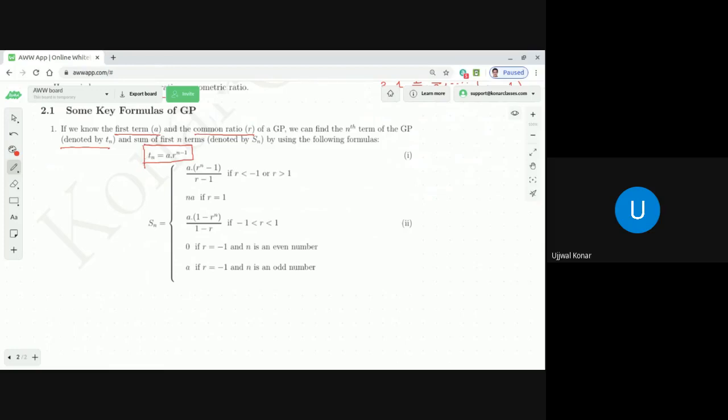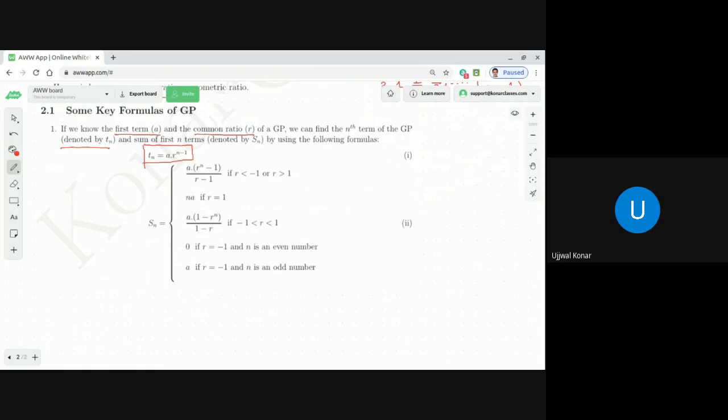And there is no restriction at all on the value of R to find the nth term. So I repeat, if we know the first term A and common ratio R of a GP, we can find the nth term, that is equal to A into R power n minus 1. That is the nth term.